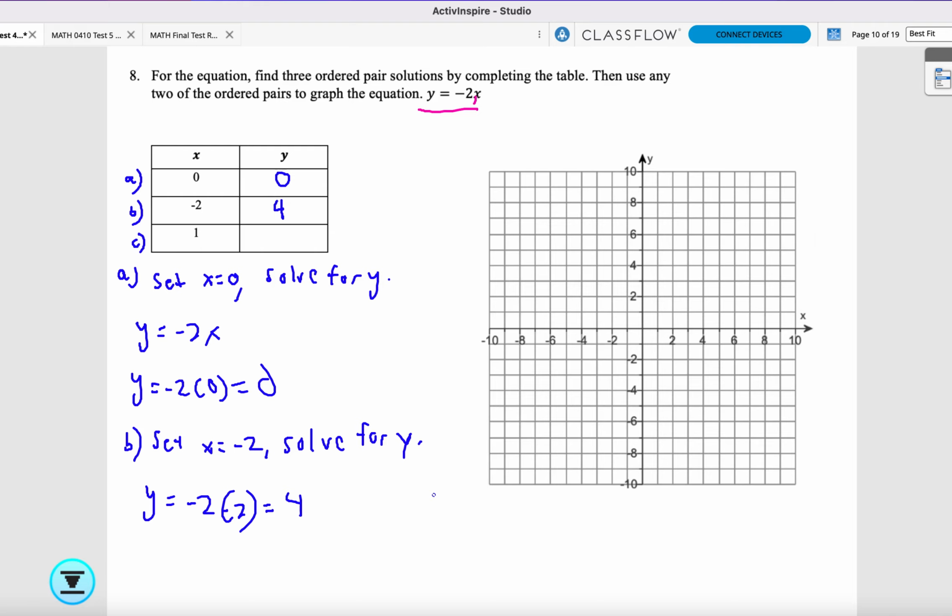And then we're on C. Set x equals 1. Solve for y. So then we get y equals negative 2 times 1, which is negative 2. So it'll be 0, 0, negative 2, 4. We only need 2 points to draw the line, but I can do the 1. So 1, negative 2.